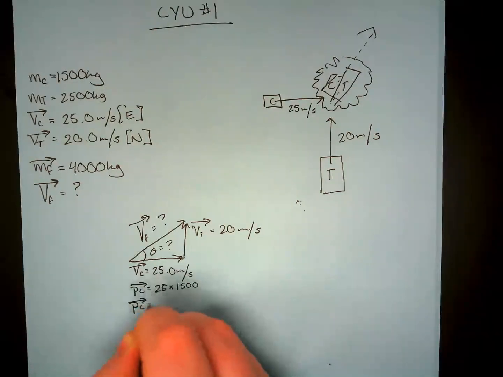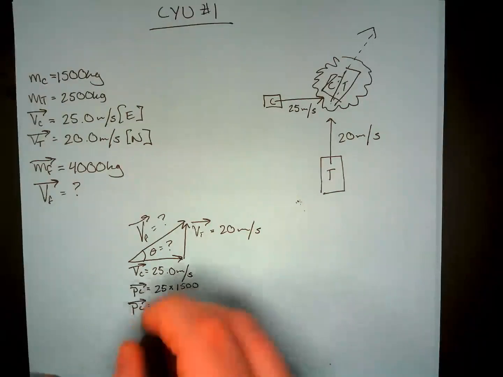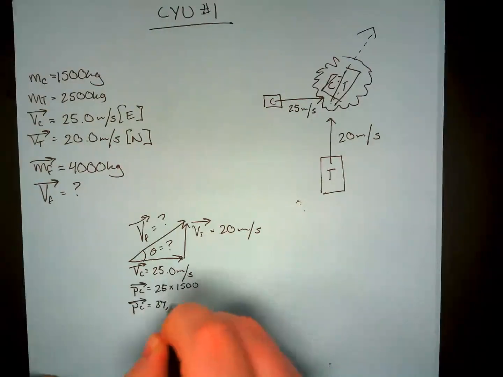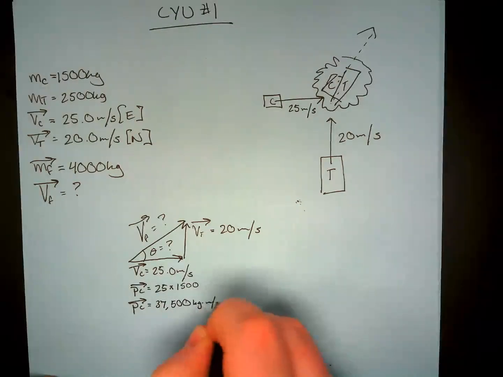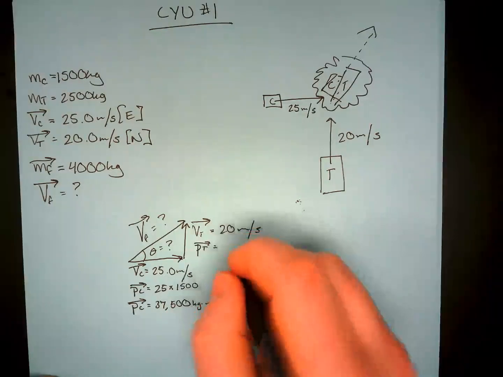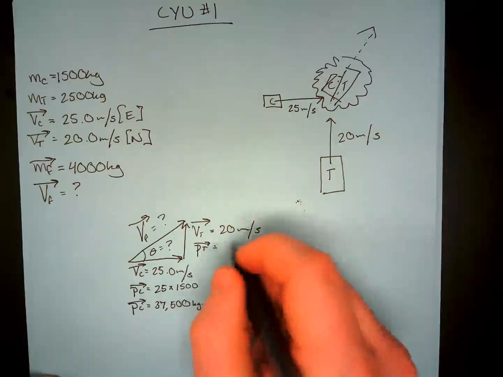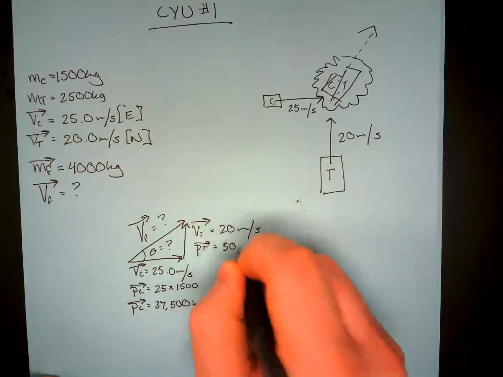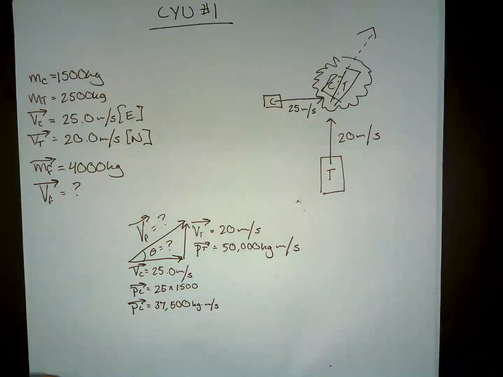So then the momentum of the car, let's see, momentum of the car, 37,500 kilograms by meters per second. Whereas the momentum of the truck is going to be, same equation, but it'll be 20 times 2,500, which is going to give us 50,000 kilograms by meters per second.